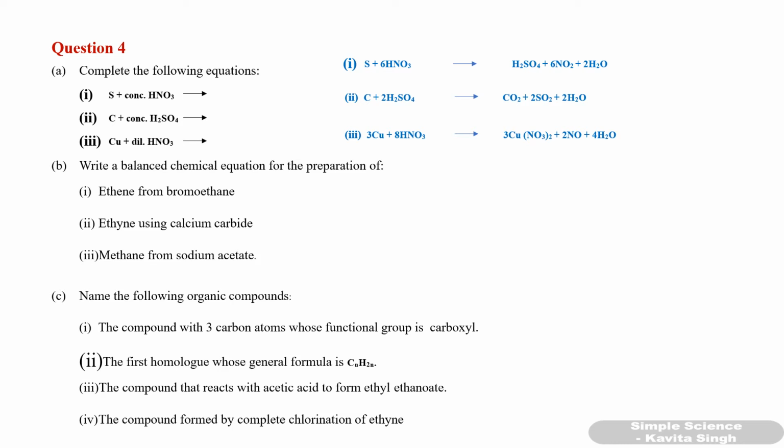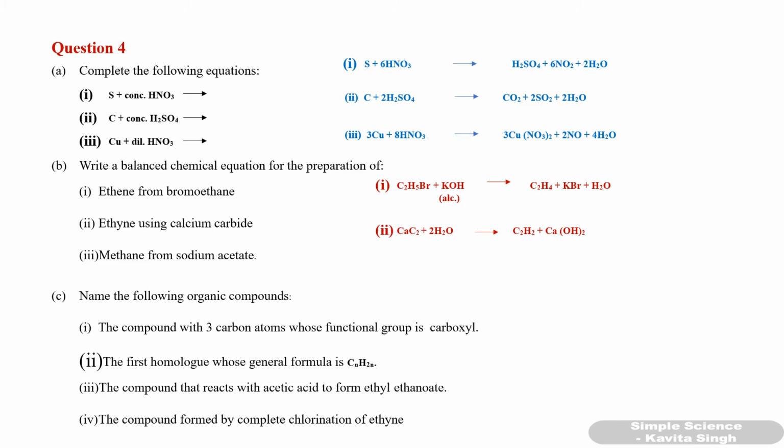B, write a balanced chemical equation for the preparation of ethene from bromoethane. How will you prepare ethene from bromoethane? So when bromoethane reacts with alcoholic potash or KOH, it forms ethene plus KBr plus H2O. Second, ethyne using calcium carbide. Using calcium carbide, when calcium carbide reacts with water, it forms ethyne and calcium hydroxide.